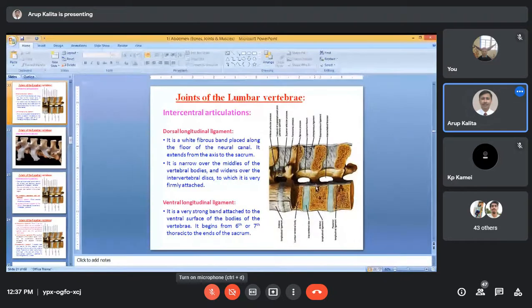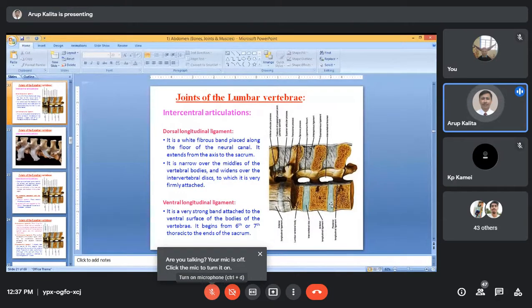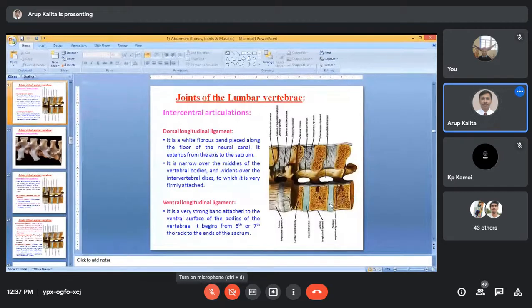So these are the constituents of the intercentral articulation. The intercentral articulation has three constituents. One is the intervertebral fibrocartilage, another is the dorsal longitudinal ligament, and another is the ventral longitudinal ligament. Clear?